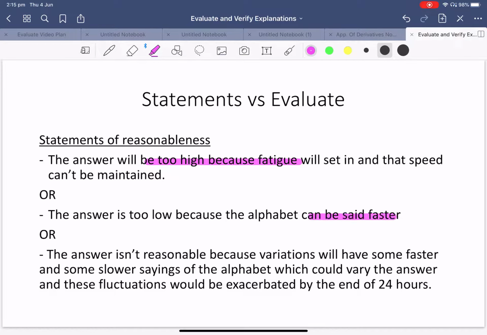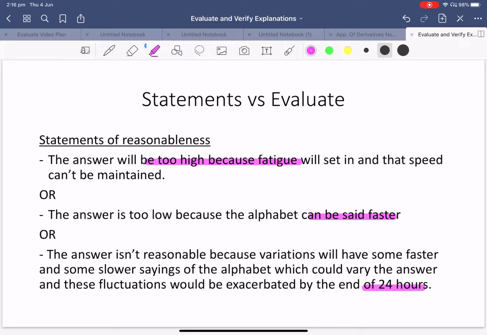People might have said that. Notice that I did say L-M-N-O-P very clearly, but it might be said more quickly. You could hear all the letters in there, and I know I said it needed to be clearly stated, but you can clearly hear all those letters, so it can be said faster. So it's possible that may be the case, or the answer isn't reasonable because variations will have some faster and some slower, and across 24 hours, when we extrapolate that time, those fluctuations may be exacerbated, and we may be a long way out with our answer.